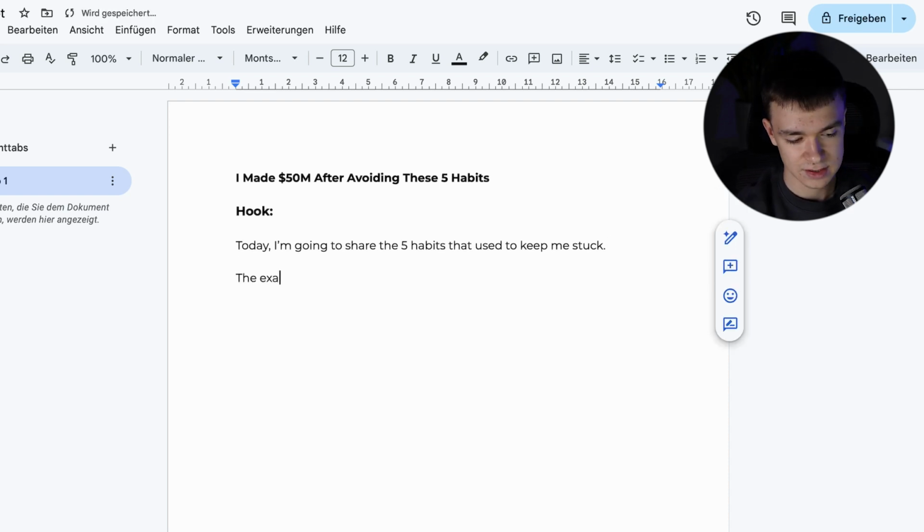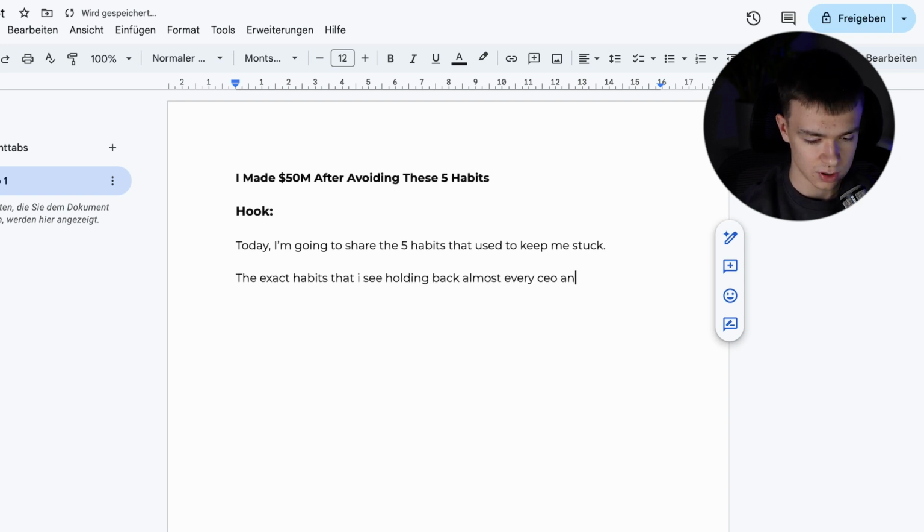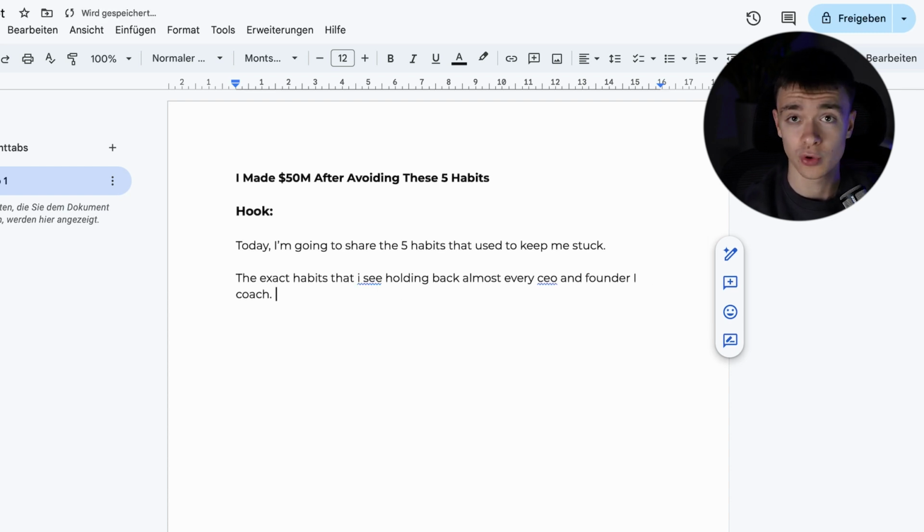The exact habits that I see holding back almost every CEO and founder. Actually, we won't keep the sentence with that. We will expand it because my client, the creator, has a coaching program. So we directly want to establish proof. So we say the exact habits that I see holding back almost every CEO and founder I coach. So already first proof right away in the second sentence.